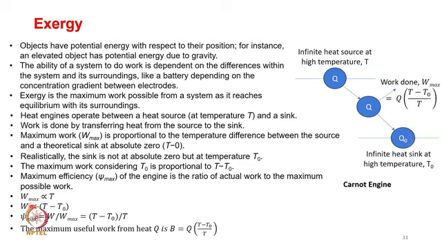So W, the actual work done, is proportional to T minus T naught, and of course we can compute the ratio of that, which we call psi max. W by W max is equal to T minus T naught by T.